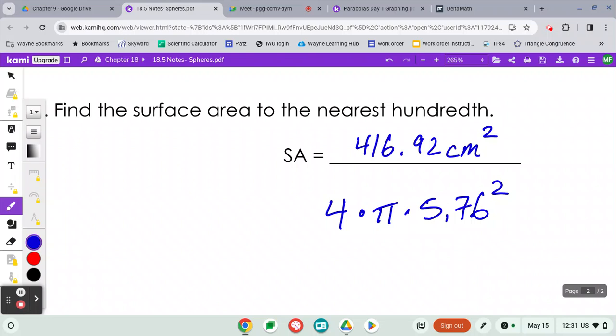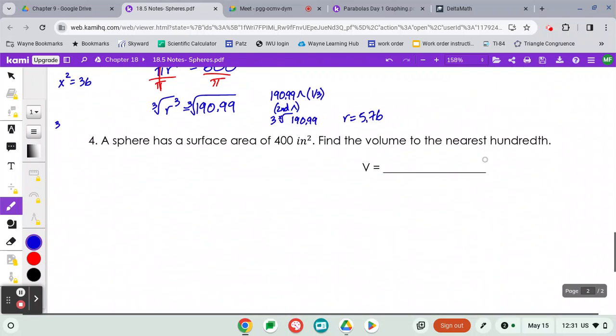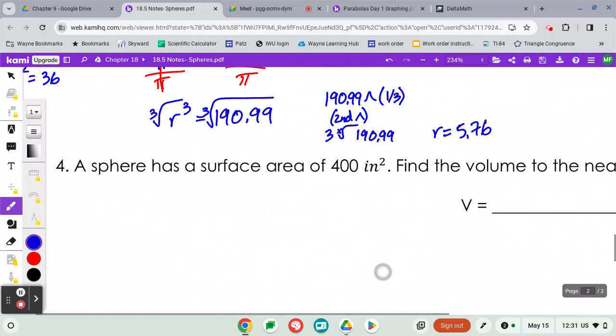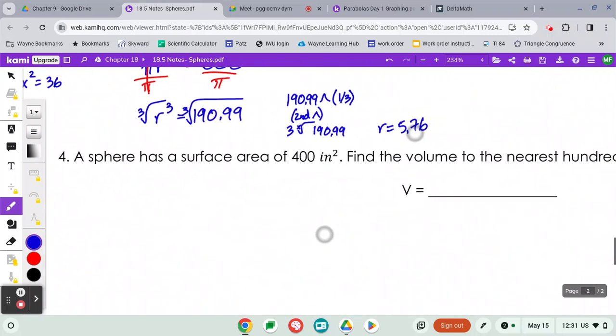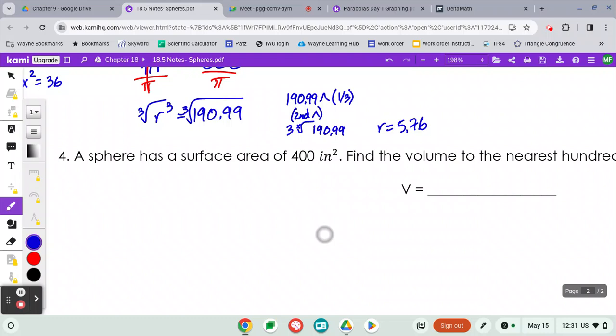So, look at number 4. This time, they give us the surface area. Our goal is to find the volume. What do you think we need to do first? Write down the formula. Okay, so what's our formula for surface area? 4 times pi times radius squared. Okay, 4 pi r squared equals 400.